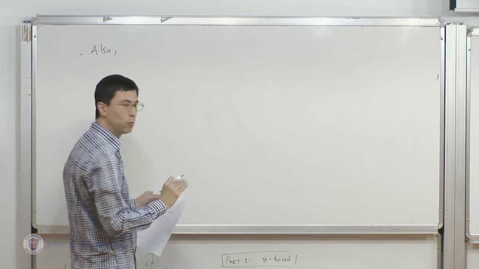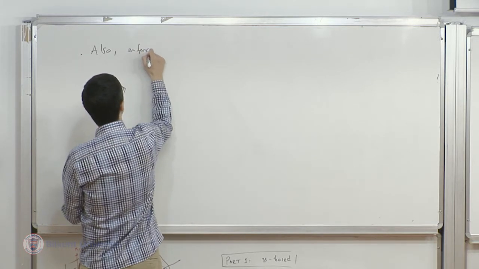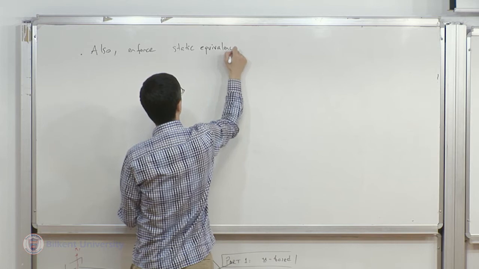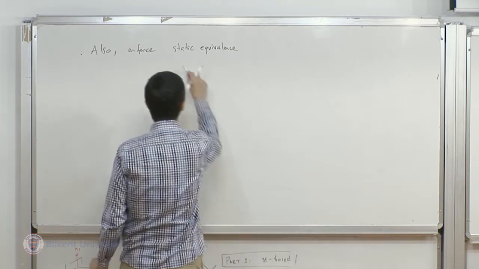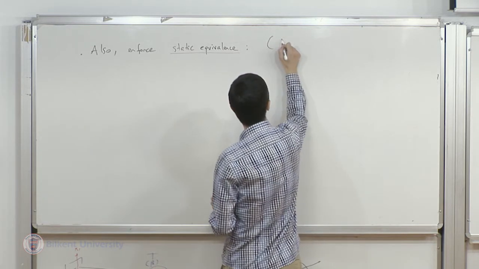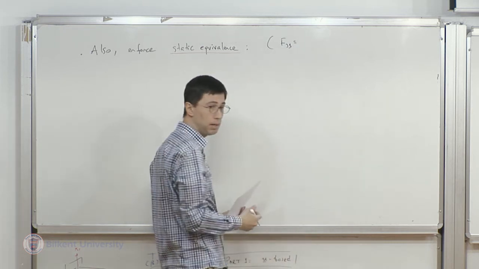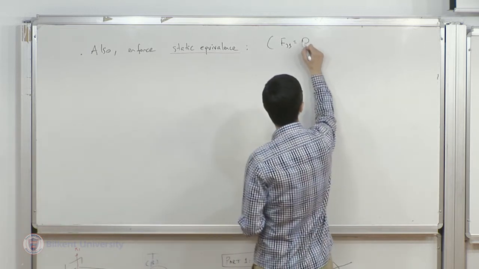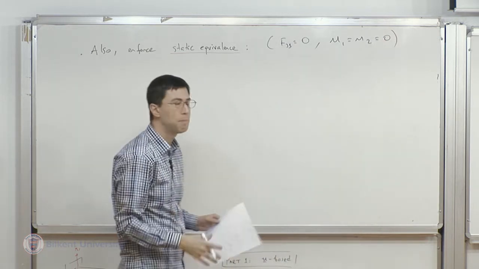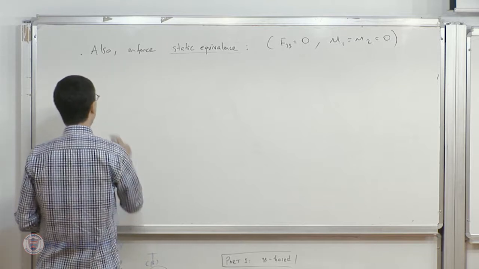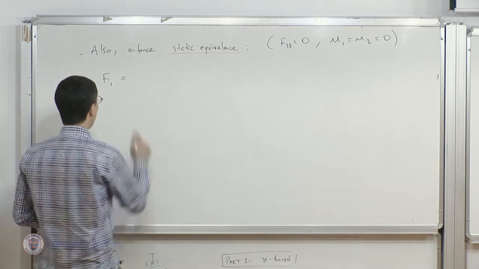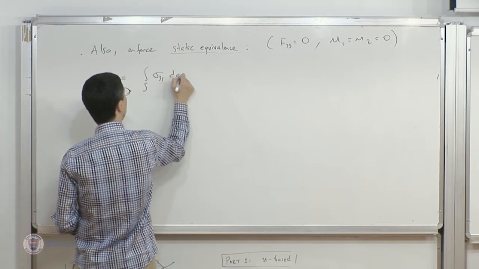Okay, so static equivalence at x3 equals L. Now, I had already discussed last time that some of these conditions are identically satisfied. So for instance, sigma 33 is already 0 from the outset based on our form of the stress. So F33 is automatically 0, and therefore M1 and M2 are 0. I don't have to worry about those because sigma 33 is 0. What I have to worry about is F1, F2, and M3, which is the torque. Okay? So F1 is the integral of sigma 31 dA.